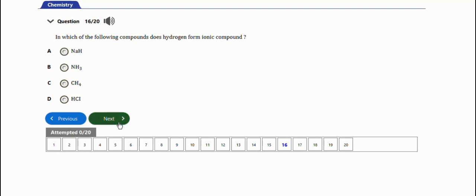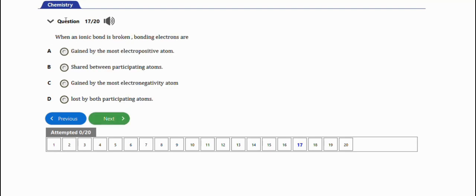The next question will be this one. It says when an ionic bond is broken, bonding electrons are gained by the most electropositive atom, shared between participating atoms, or gained by the most electronegative atom. Yes. So guys, this is the right answer, option C.